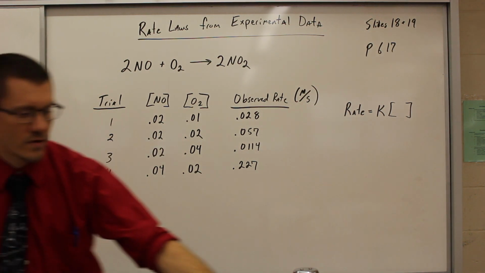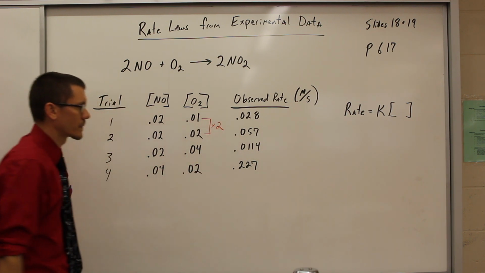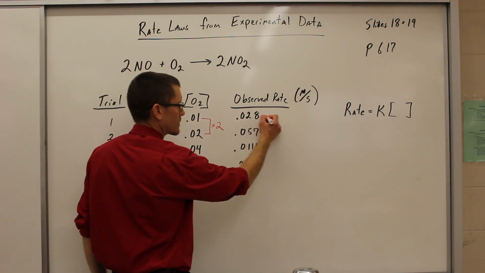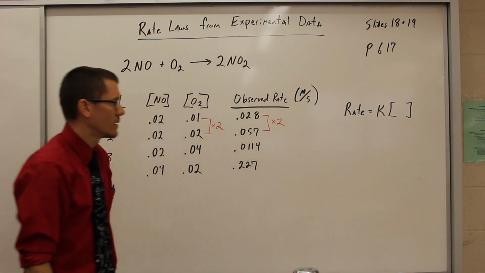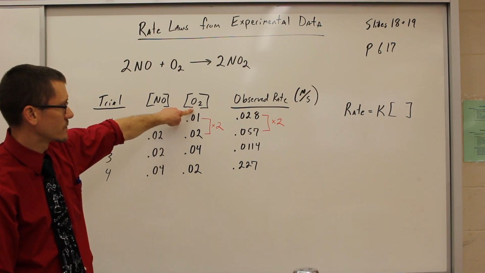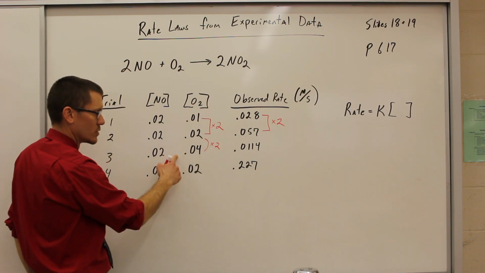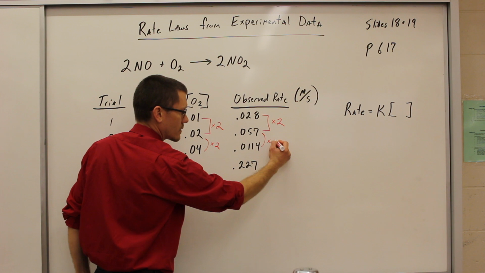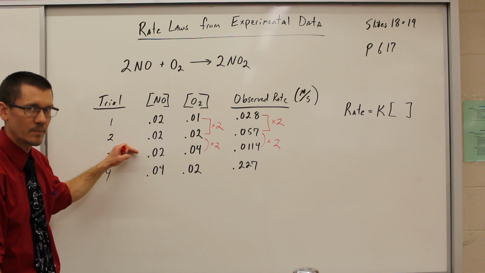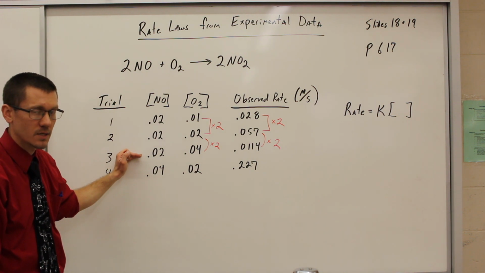So because the concentration of oxygen doubles, and the rate doubles, that tells us that the reaction is first order with respect to the oxygen. We see the same effect here. It doubles again, and the rate doubles again. Notice in all of these, the nitrogen monoxide stays the same. So you can compare these 2 columns without looking at the effect of the nitrogen monoxide.